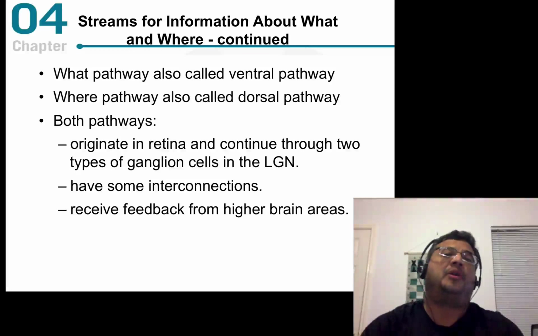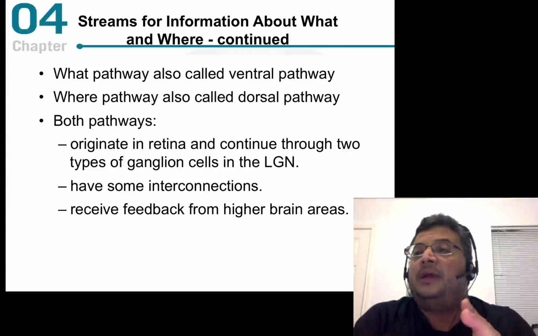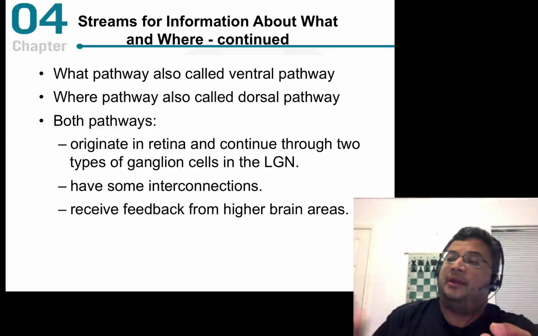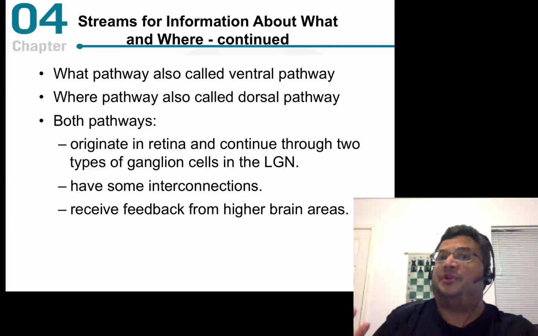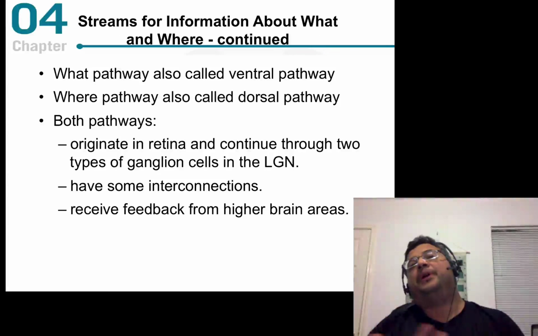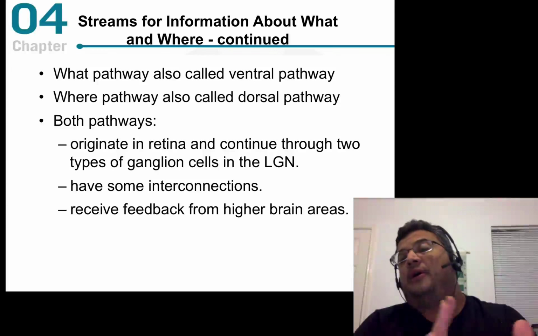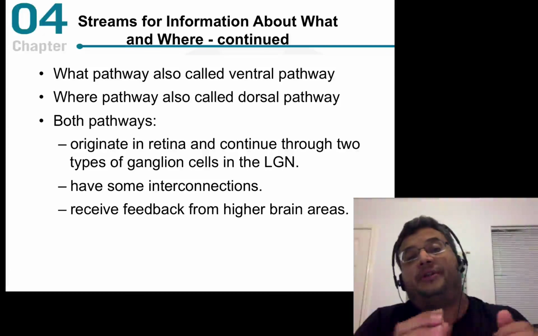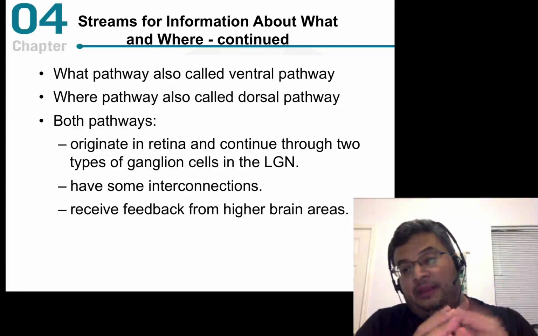Now, of course, when our brains are normally working, these two pathways talk to each other. So if I see a hammer and I know where it is, I also need to know the how. I can describe to you using language the where and the how and the why of hammers, and that's because those two pathways are connected to each other. I can access the where and the how and the why all at the same time because there are some interconnections. And of course, they do receive feedback from even higher brain areas.